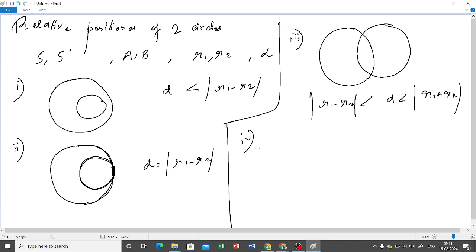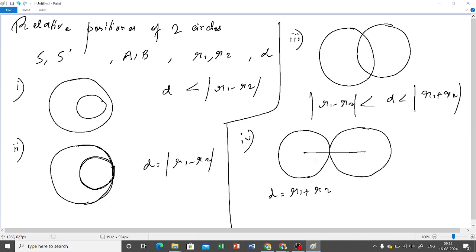Number four: the two circles touch externally, like this. The two circles touch externally if D is equal to R1 plus R2. This is very simple. D is the distance between the centers of the two circles, so D is equal to R1 plus R2.